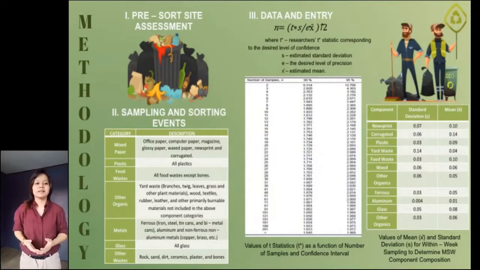Pre-start site assessment, in which the researcher assessed the staging where the collected solid waste were placed.